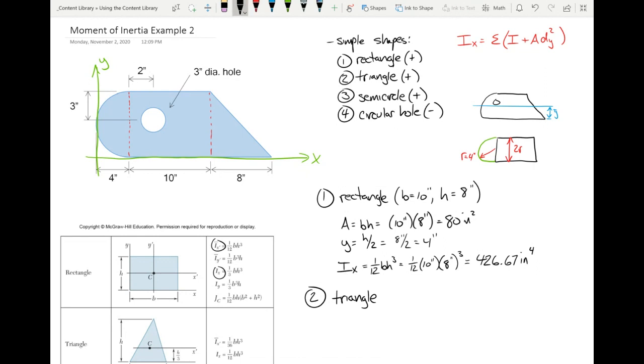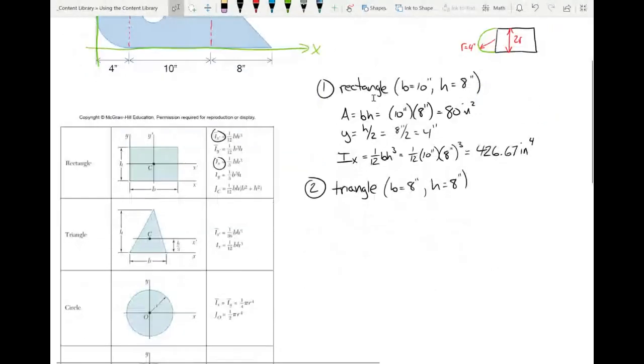Okay. Let's look at this triangle. So just like with the rectangle, the triangle has a base of 8 inches, but it also has a height of 8 inches. So let's handle that. We know the area of the triangle. How do we compute the area of a triangle? It's 1/2 times the base times the height. So this is going to be 1/2 of 8 inches times 8 inches. And so 8 times 8 is 64, divided by 2 is 32.